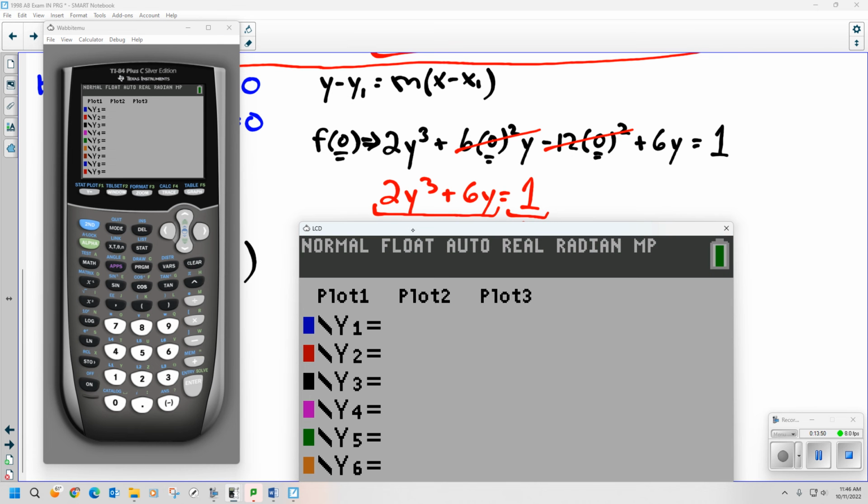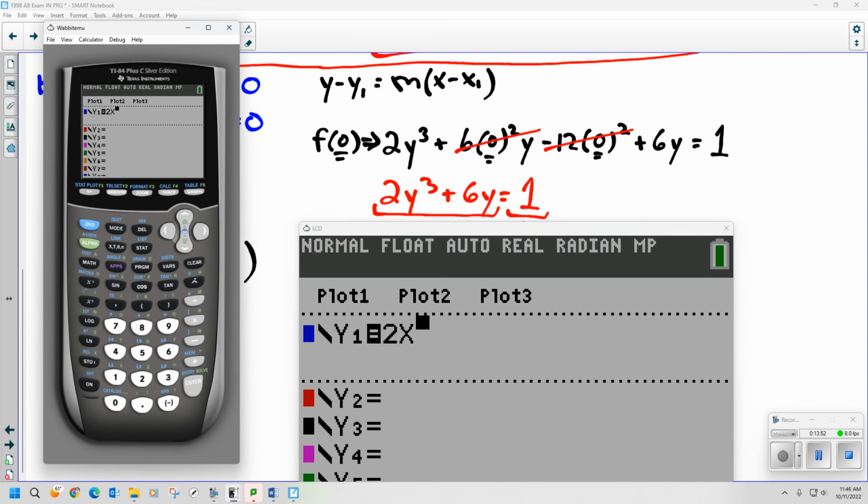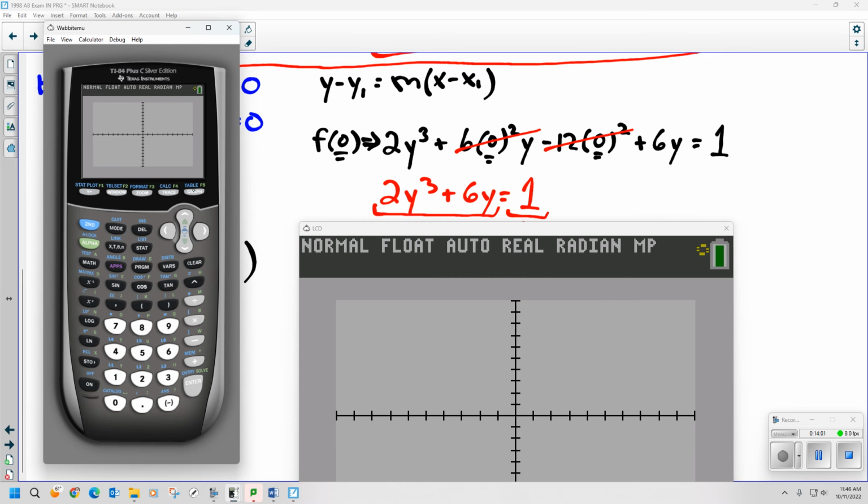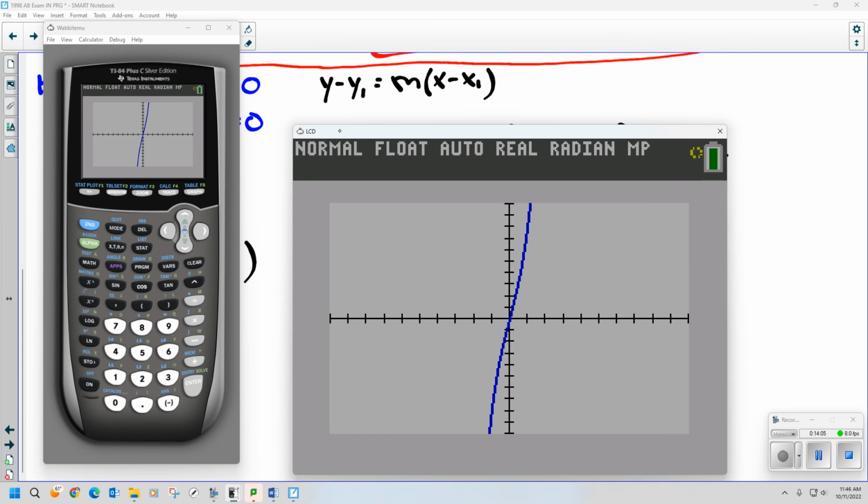So I've got 2x cubed plus 6x. Instead of equal, I want to see where it equals 1. So let's graph this bad boy. And if we have a cubic, it should go up and kind of down forever. Oh, my Lord. That's a little fancy bend. Yeah, it looks like it only intersects at 1 point.